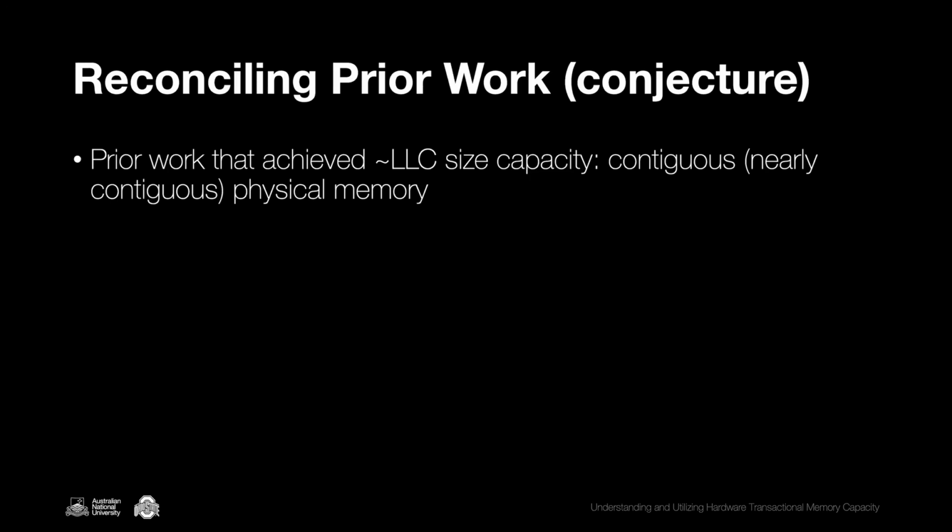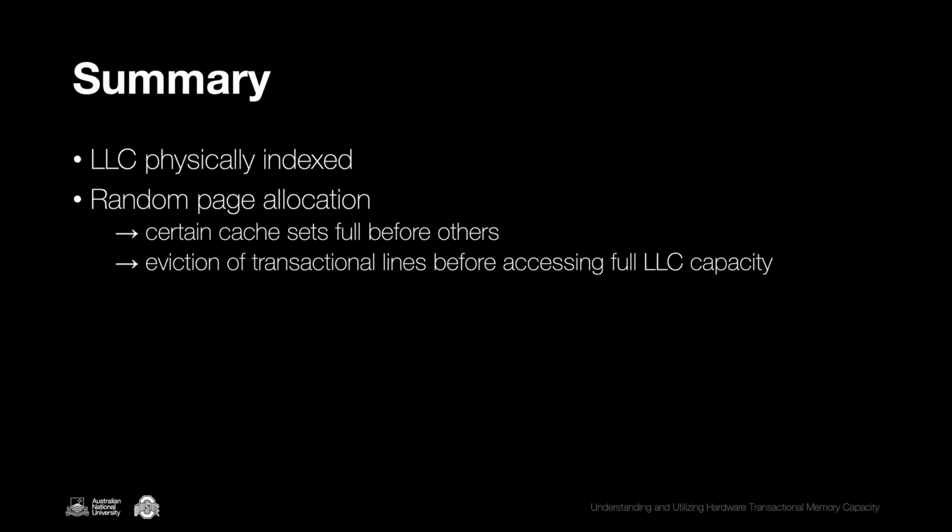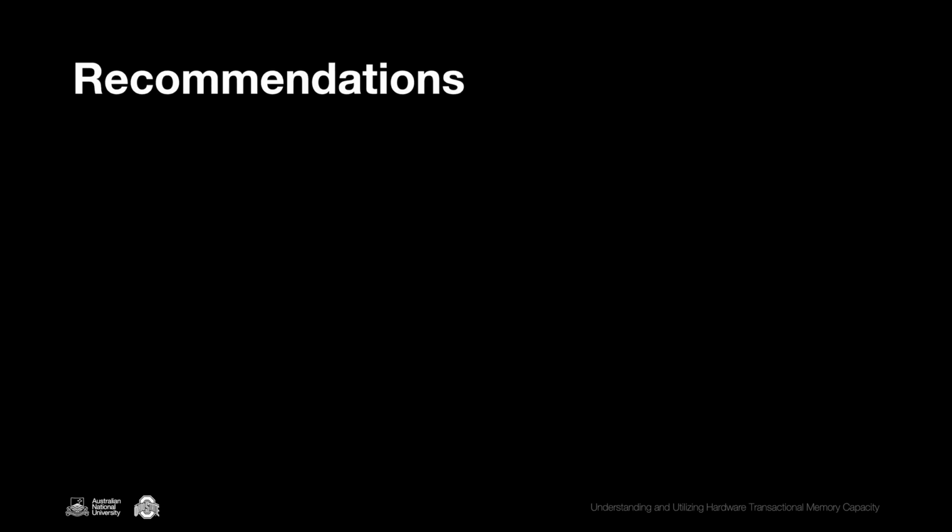We conjecture that prior work that achieved LOC size capacity instead of half LOC size could be running with contiguous or nearly contiguous physical memory because of the state of the operating system and the machine. To summarize, since LOC is physically indexed, if an application is allocated with random physical pages, certain heavily used cache sets will be full before others. This leads to the eviction of transactional lines before accessing full LOC capacity. Now that the read capacity is no longer a mystery, what can we do about this?